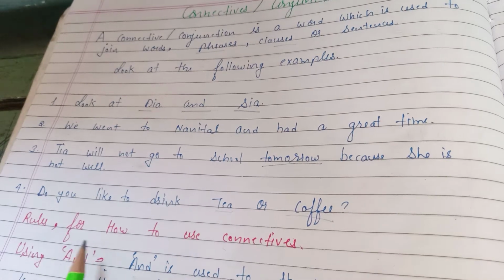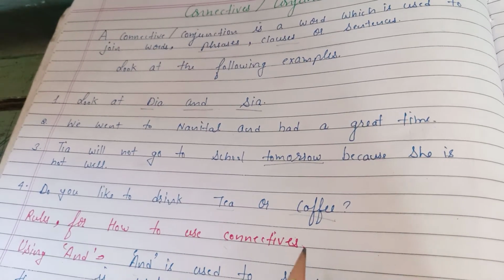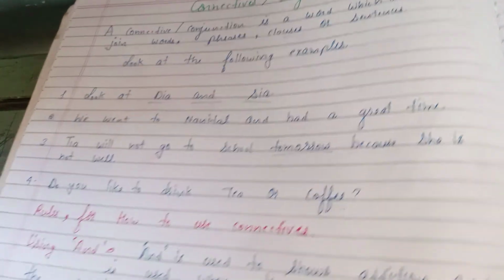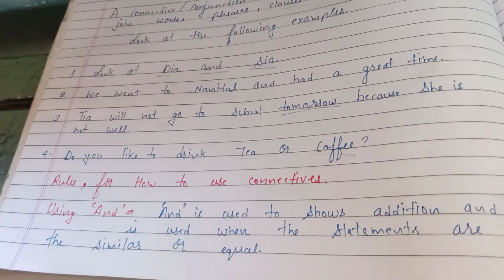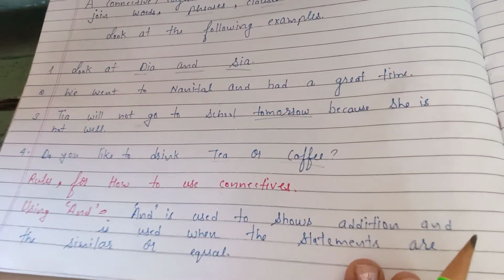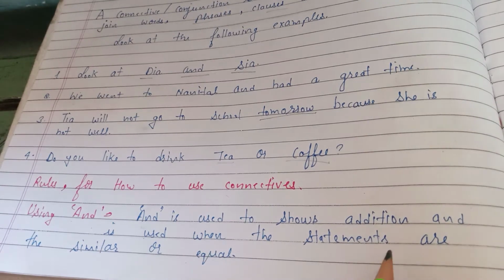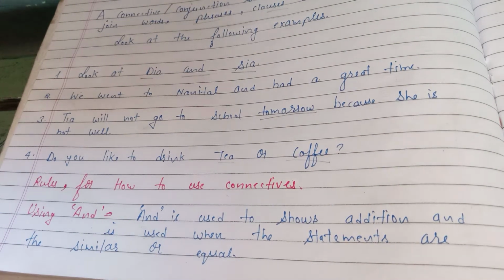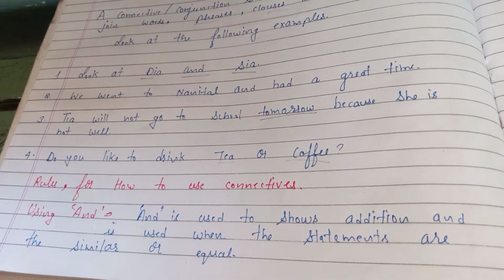Okay, so the first rule for how we use connectives. The first rule we have read about and is that it is used to show addition. And is used when the statements are similar or equal. So we can say that the conjunction and is used to suggest many things. For example, that one action follows another in chronological order, that one idea is the result of another, and can also be used to suggest a kind of comment on something mentioned in the first clause.